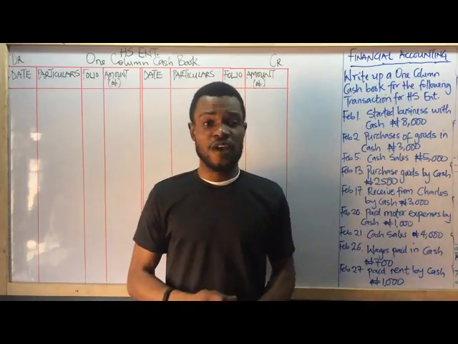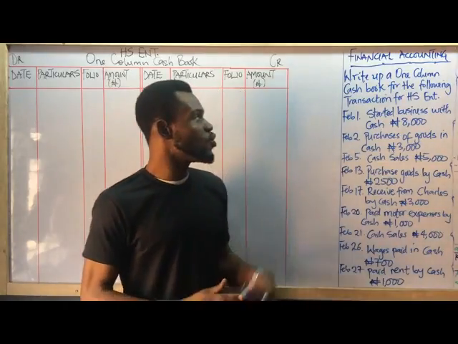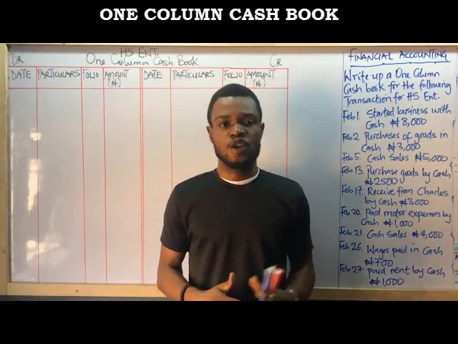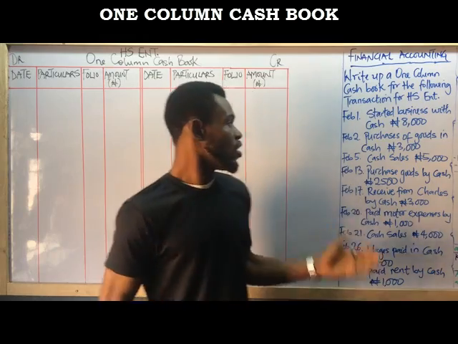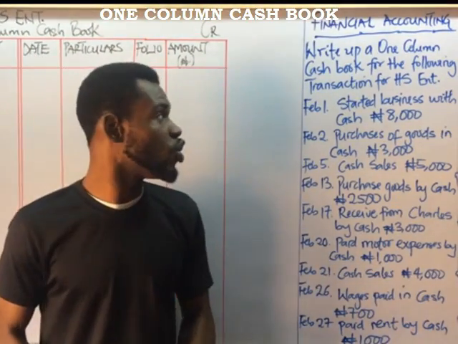Now we'll be looking into certain topics in financial accounting. Today we'll be treating the cash book, one column cash book precisely. So we have a question on the board. Let's quickly answer this question. This is the question given to us to answer under the one column cash book.